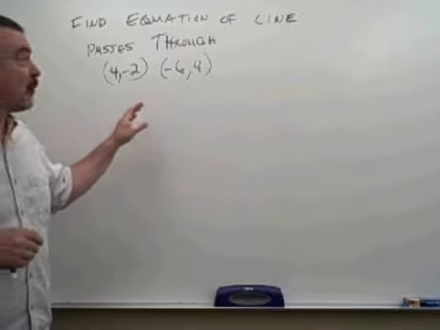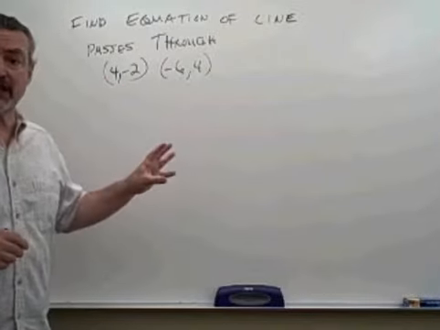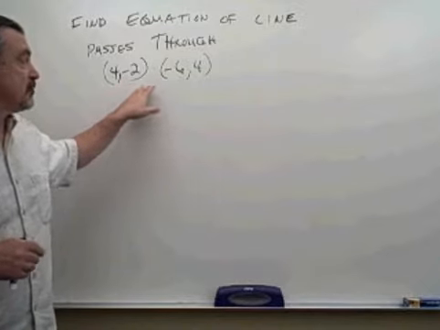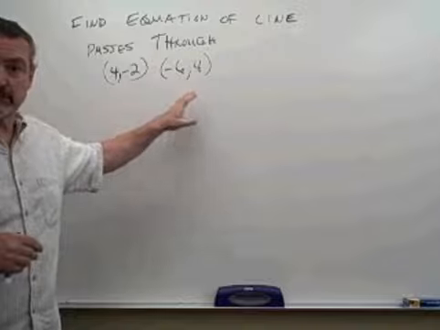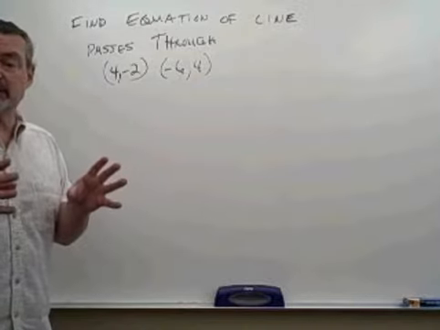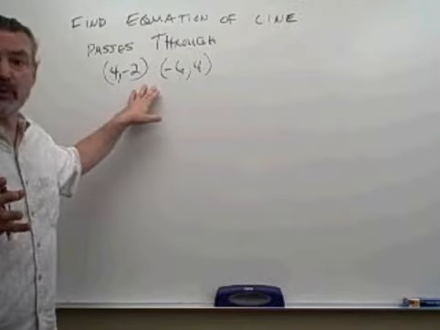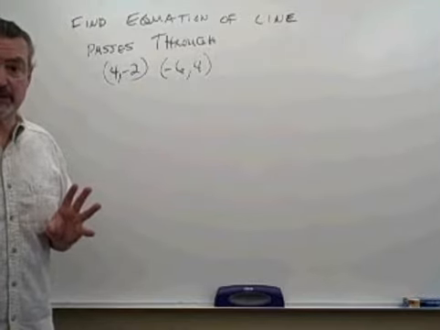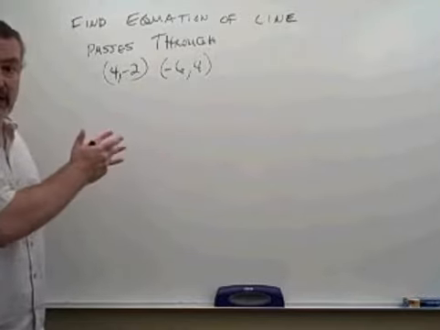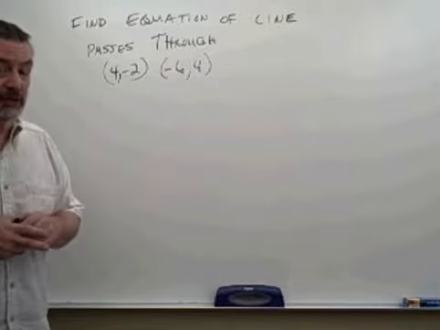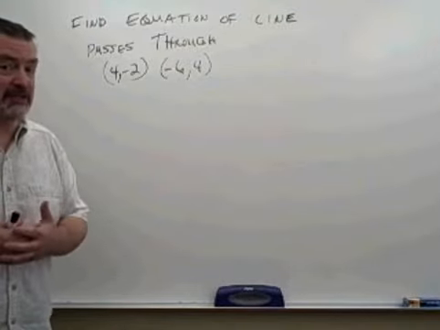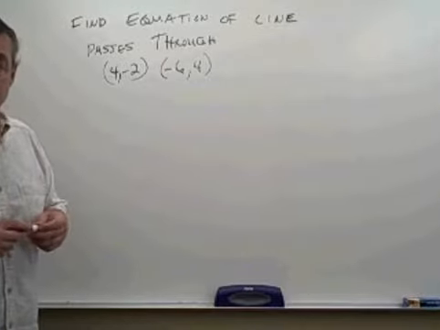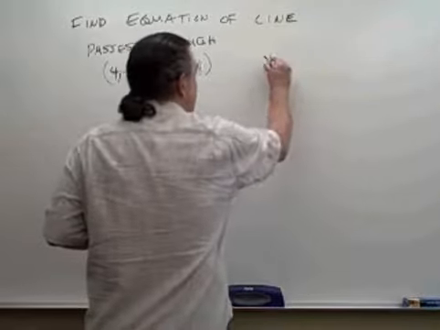In this example, we want to find the equation of the line that passes through the points (4, -2) and (-6, 4). Remember, in geometry, for every 2 points, there's a straight line that you can draw that contains those 2 points. And if we have a straight line, there must be a linear equation in 2 variables that's related to it. And so we'll first try to get that equation in the slope-intercept form.